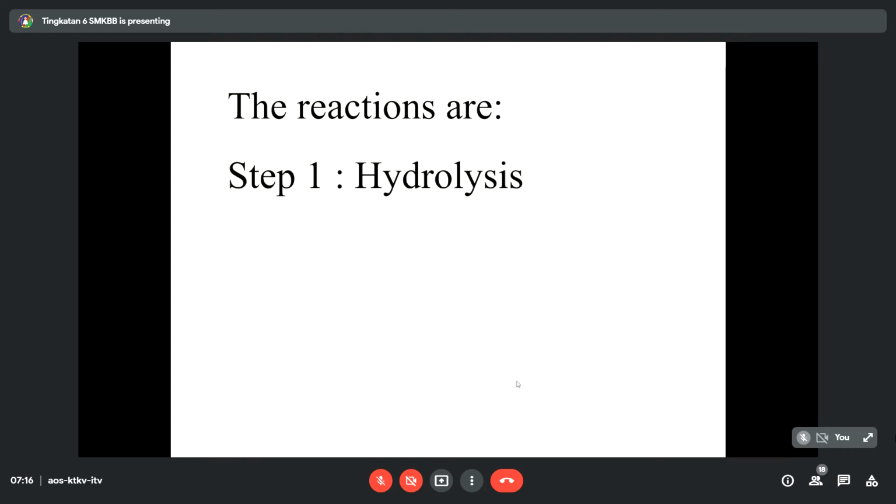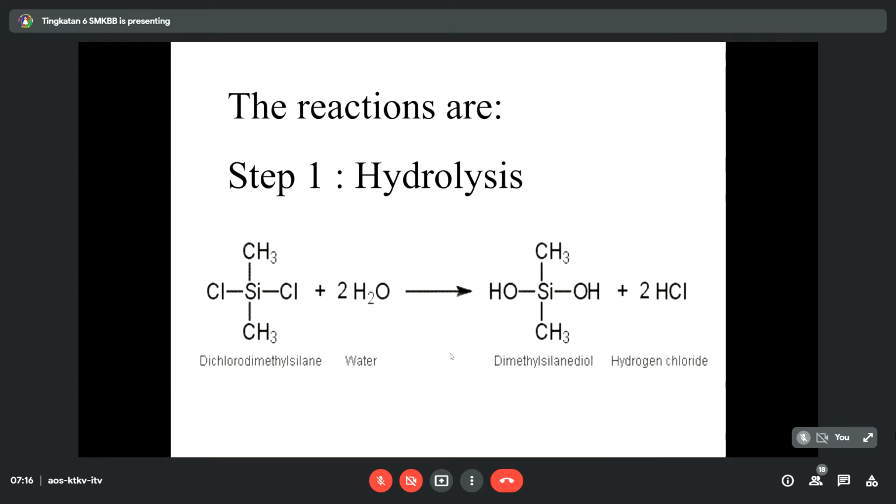So the reaction, first step, hydrolysis. You see the Cl, let's arrange it like this. When it reacts with water, hydrolysis means react with water, you find that the Cl changed to OH. Water is H and OH, so the H will combine with the Cl that was replaced just now. Of course the side product is hydrogen chloride. So this is the first step. Now this is the monomer for silicon. That means now this monomer will keep on repeating.